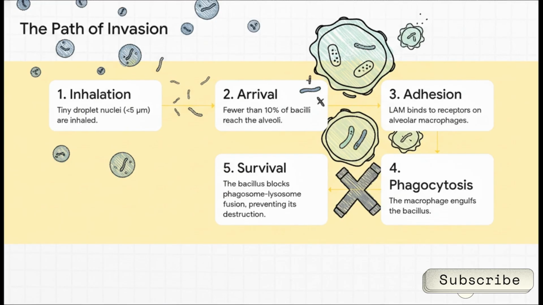And that's where its secret weapon, LAM, comes into play. It helps the bacillus stick to a macrophage, which, doing its job, gobbles it right up. But, and this is the brilliant part, once it's inside, the bacillus sabotages the macrophage's internal disposal system. It literally blocks the little pouch it's in, the phagosome, from fusing with the lysosome, which is full of digestive enzymes. So it basically prevents its own execution and turns our own immune cell into a cozy little safe house.